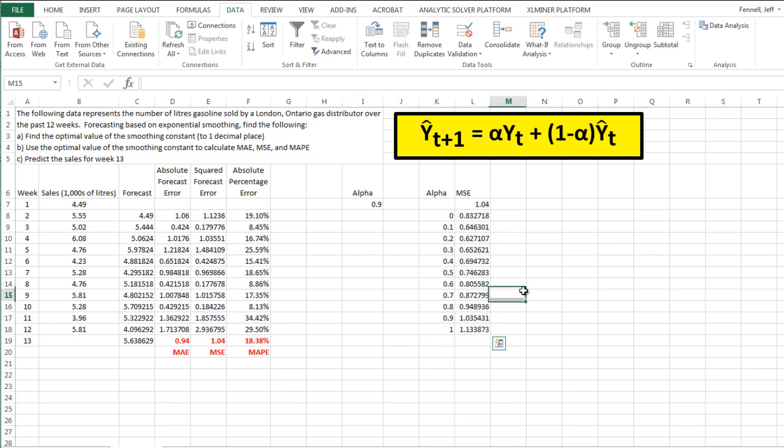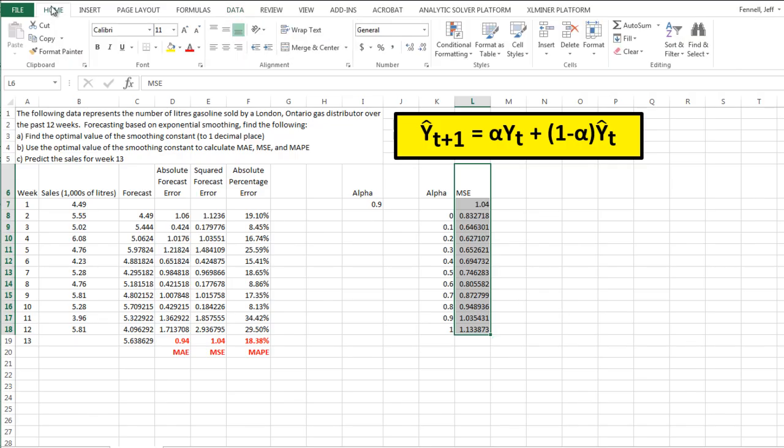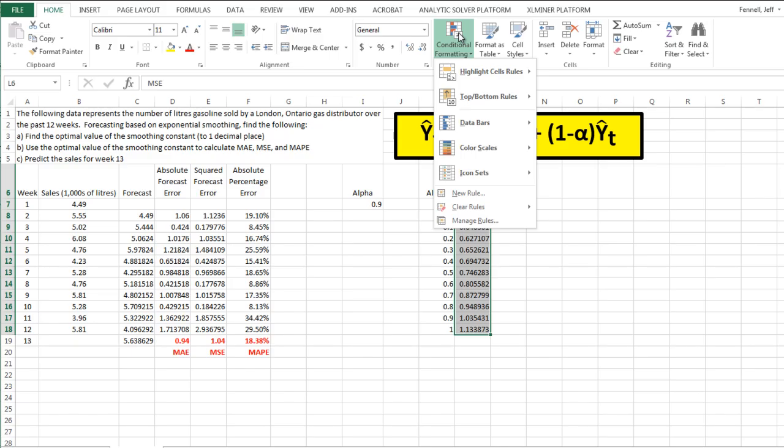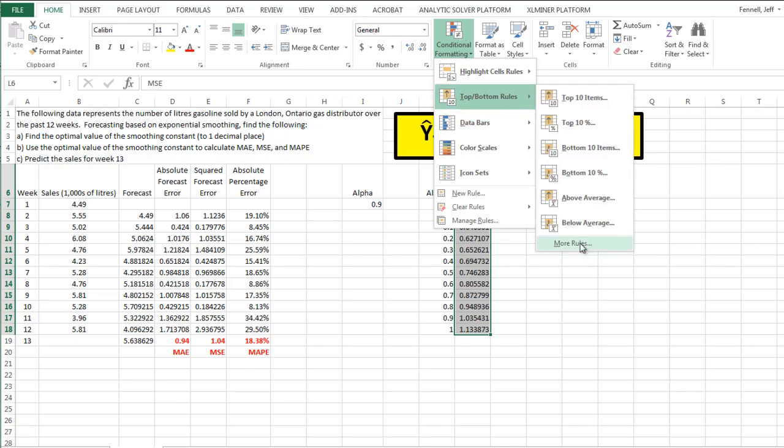Well, at this point, this could be handy. It also gives me a little reminder of when it's okay for me to express my final answers for MAE, MSE, and MAPE. And I'll explain why this little function will help. So what I want to do is go to Home. I'm going to select conditional format, select the top/bottom rules, and hit More Rules.